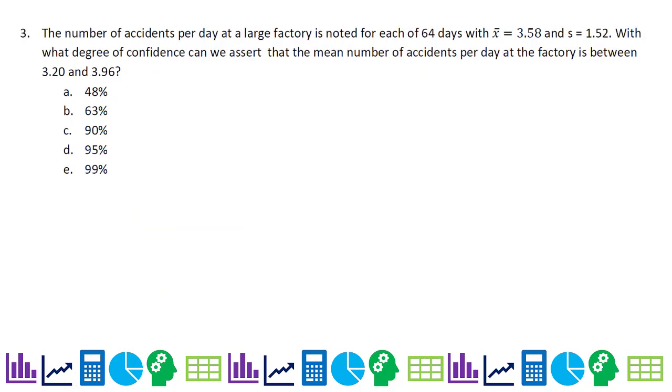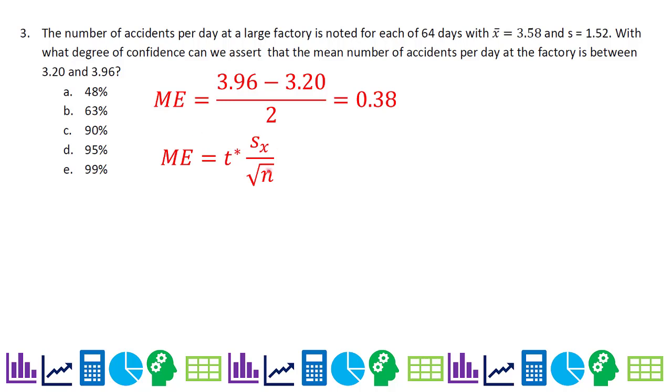Number 3, the number of accidents per day at a large factory is noted for each of 64 days with a mean of 3.58 and a standard deviation for the sample of 1.52. With what degree of confidence can we assert that the mean number of accidents per day at the factory is between 3.20 and 3.96? So let's go ahead and first write down our margin of error formula, which is the two ends of your confidence interval divided by 2, because we know the two ends here, and margin of error is half the width, or 0.38.